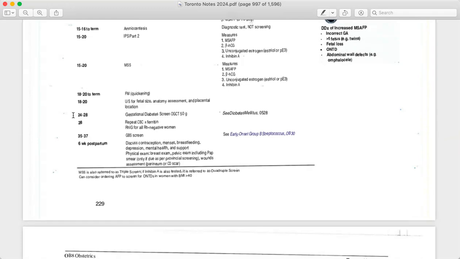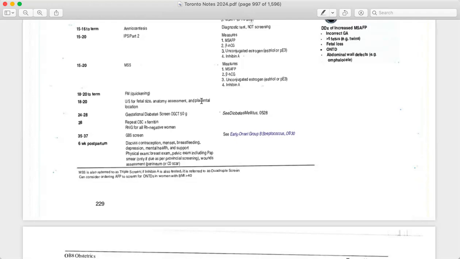Okay. Then at 18 to 20 weeks, you're going to do the ultrasound for the fetal size. So they can ask you when you're going to do the fetal size ultrasound. It's an 18 to 20 week anatomy assessment and the placenta location. So they can even ask you which ultrasound to do, or at which gestational age the ultrasound for the placenta location is done. So these things are important.